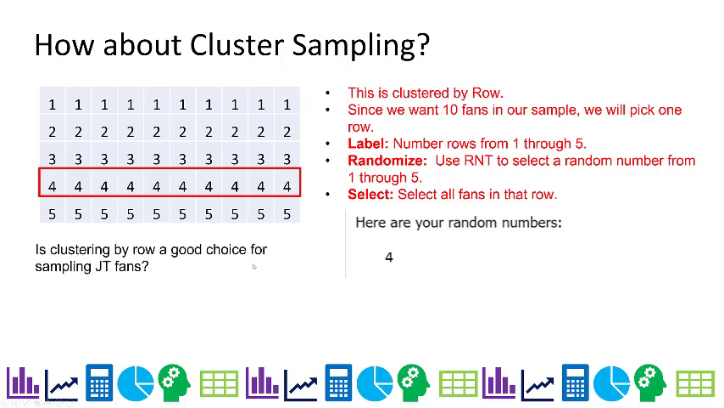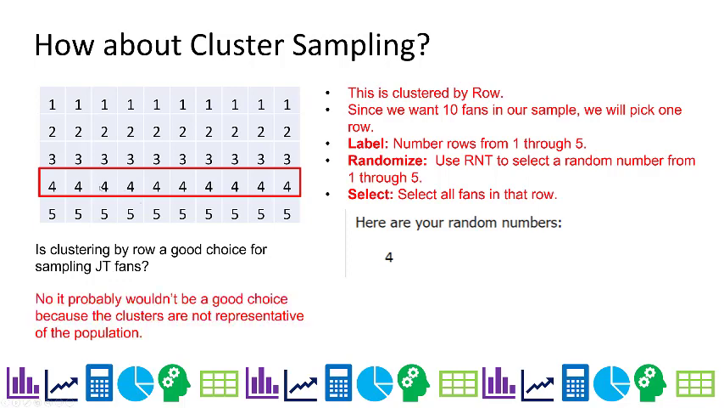And do you think clustering by row would be a good choice for Justin to get the satisfaction level, enjoyment level from Justin Timberlake fans? Probably not, because you're picking one row, so you're either going to be in the front or you're going to be in the back, right? Or in the middle. The middle probably wouldn't be too bad. But the back row, you're going to underestimate. Front row, you're going to overestimate. So we're not even going to look at clustering by row.